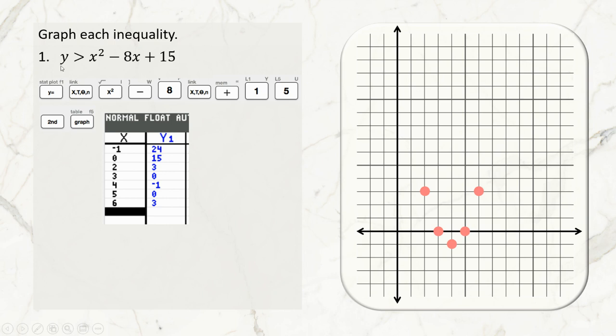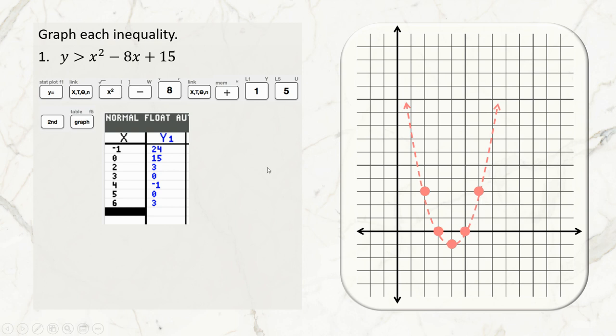But I'm going to ask you, is it going to be a dotted or dashed boundary line, or is it going to be a solid boundary line? Hopefully we all said it's going to be dashed because it's strictly greater than, okay? So we're going to have a dashed parabola here, okay?